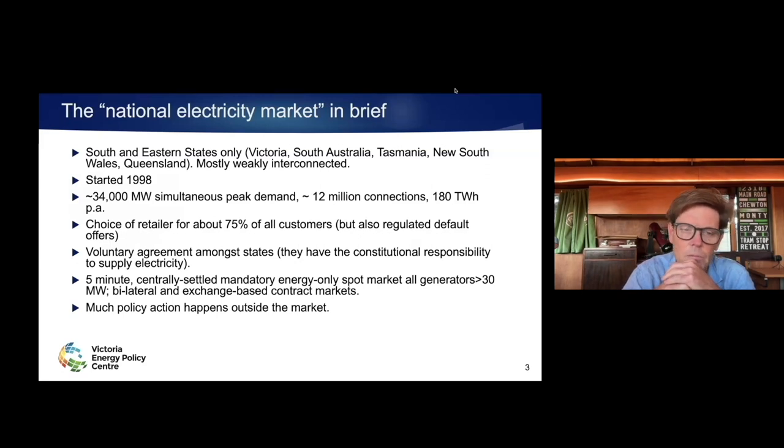The centerpiece of the NEM, at least in the wholesale market, is a 5-minute centrally settled, cash settled every day, mandatory, energy only spot market. Everyone, if you're more than 30 megs big, has to sell your electricity into the market. The retailers buy from it every day. A small number of very big customers buy from it. And in addition to the spot market, which gives these 5-minute prices, 5-minute auctions, there are bilateral markets to hedge the volatile spot market, which can go between minus $1,000 a megawatt hour and $16,000 a megawatt hour in any 5-minute period. Much policy action happens outside the market. So although the market exists, to really figure out what's going on, you really need to understand what's happening outside of it.